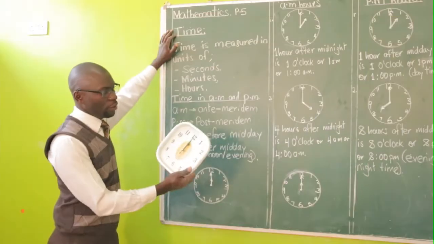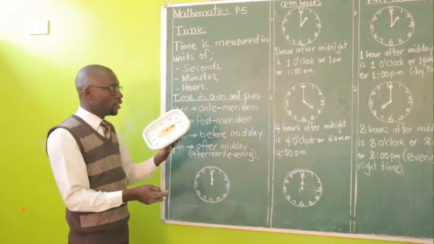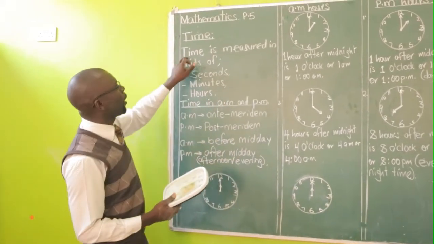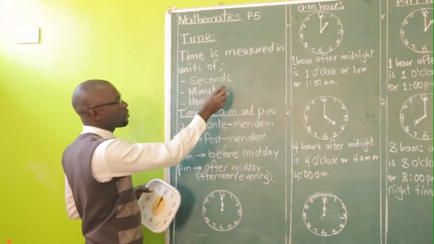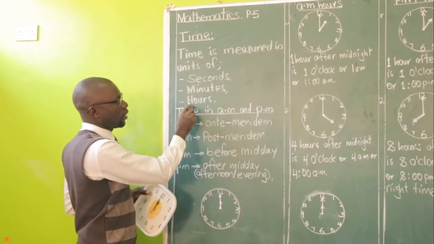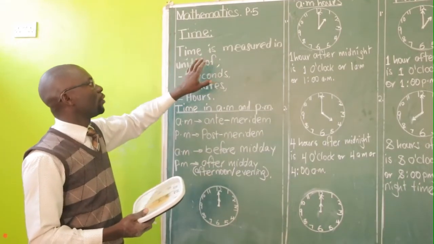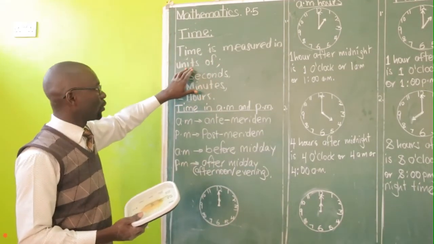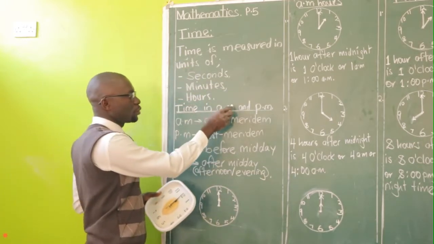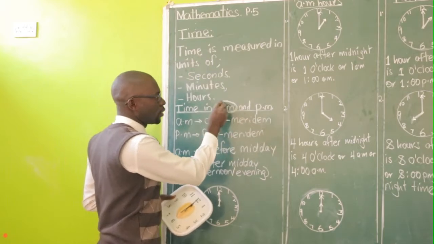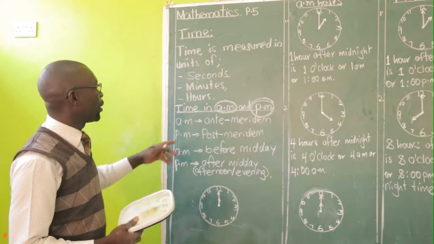So today we are looking at time. I know everyone has a clock face around in your sitting room. Time is measured in units of seconds, minutes, and hours. Those are the units that we use when we are telling time or measuring time. When telling time, we use 2 points.